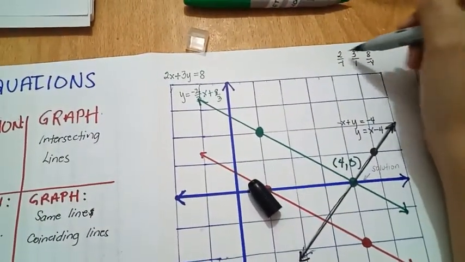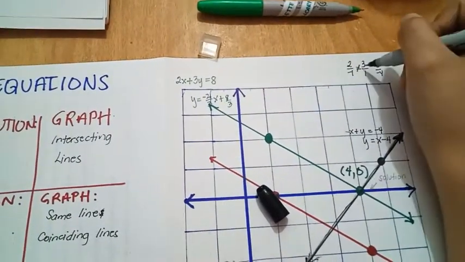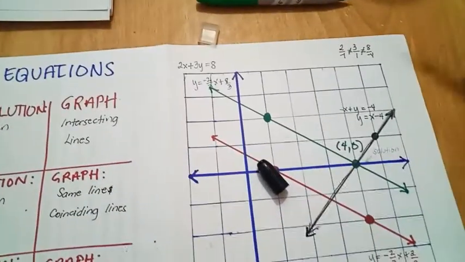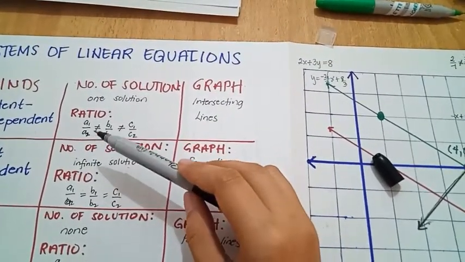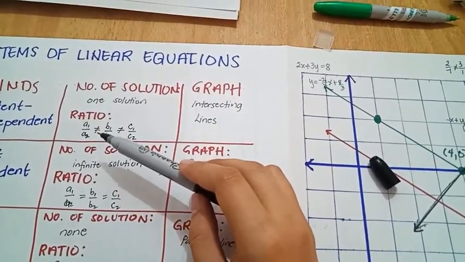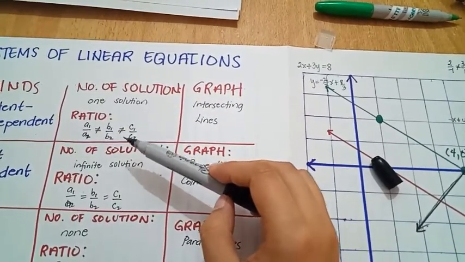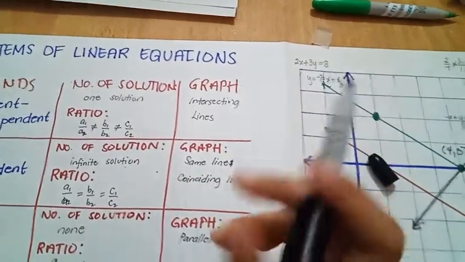So, these two are not equal. These two are also not equal. Okay, so as you can see, this satisfies our ratio or rule for ratio that the numericals of x should not be equal to the numericals of y and should not also be equal to the ratio of the constants.